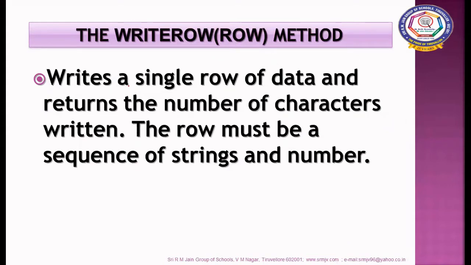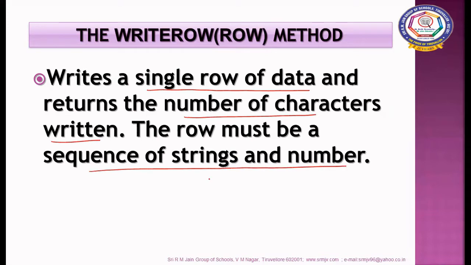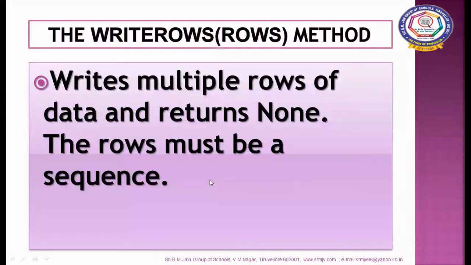The writerow function writes a single row of data and returns the number of characters written. The row must be a sequence of strings and numbers. In the writerows function, multiple rows of data are written into the file, and the rows must be in sequence.